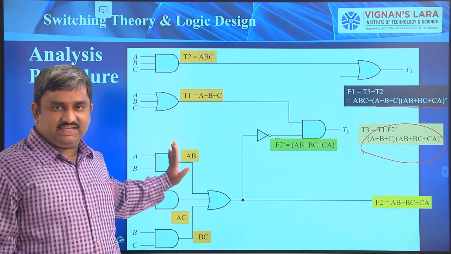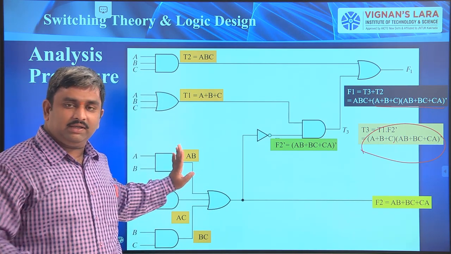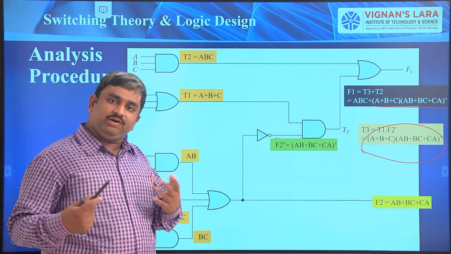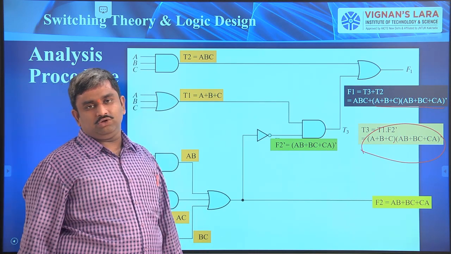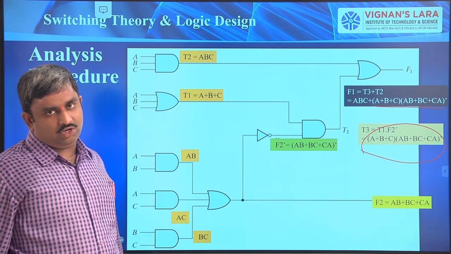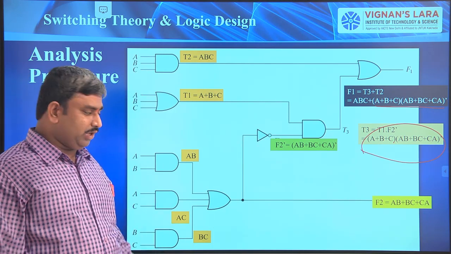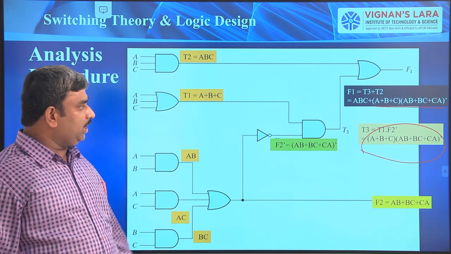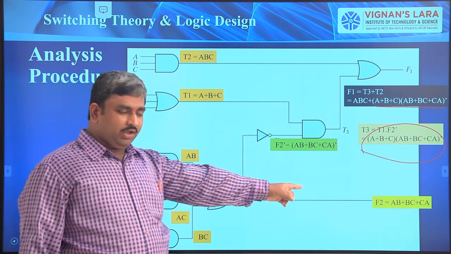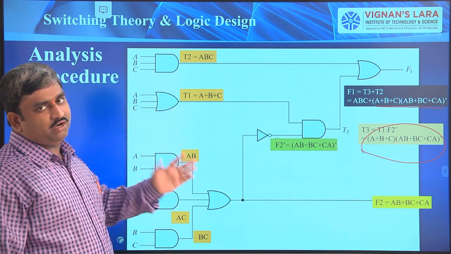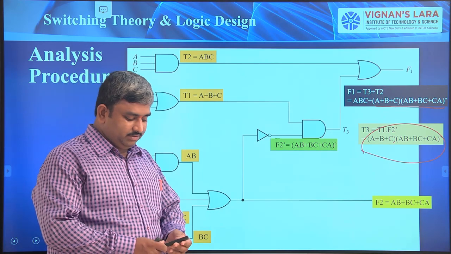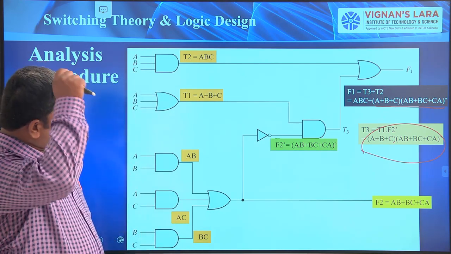Okay, so this is an example. In the coming classes we will see what different types of digital circuits are available, how to design those circuits, and how to identify those truth tables. Now you have to write down this truth table. So write down the F1 equation, F2 equation. You have to decide what the inputs and what the outputs are.